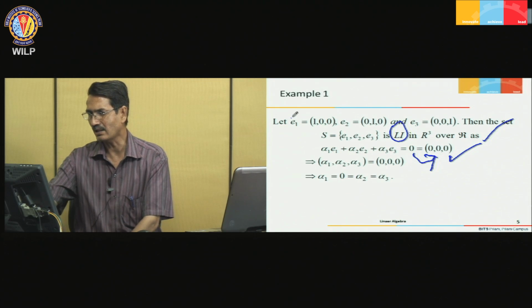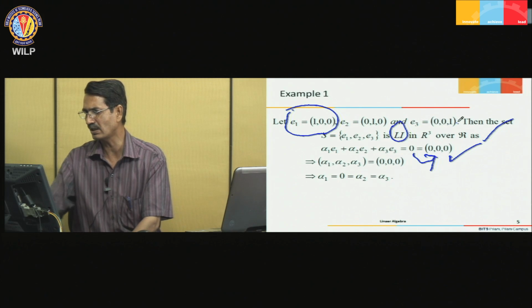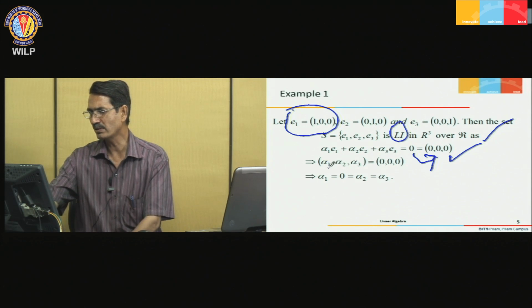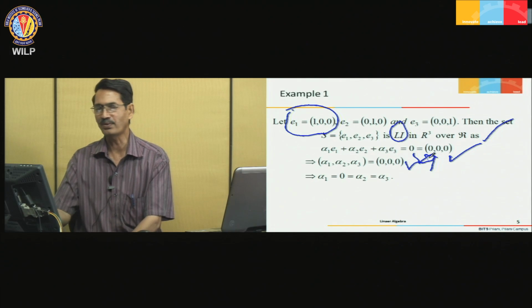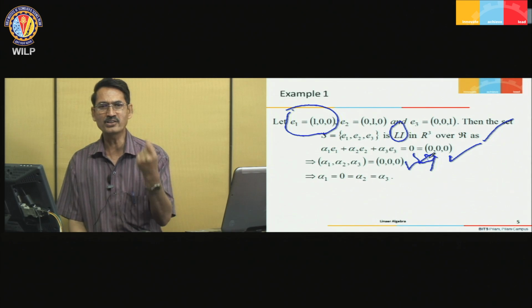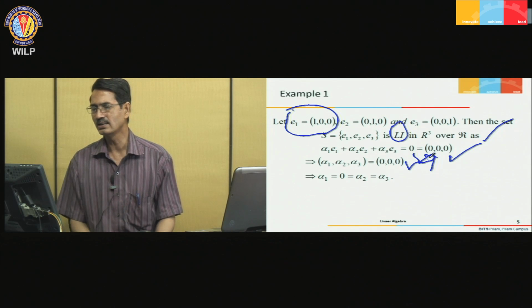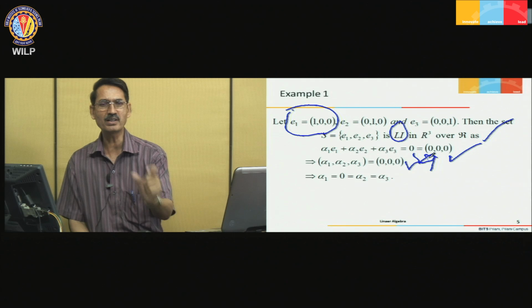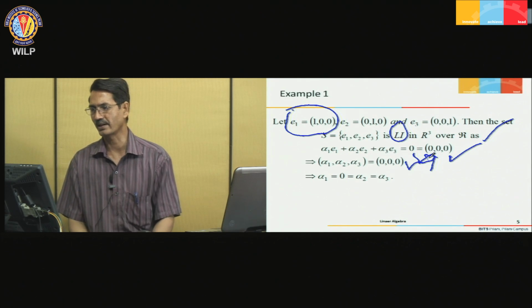See what is here: alpha 1 into E1, E1 is 1 0 0. So alpha 1 into E1 is alpha 1 0 0, alpha 2 E2 is 0 alpha 2 0, alpha 3 E3 is 0 0 alpha 3. You are going to get the sum alpha 1, alpha 2, alpha 3 is equal to 0 0 0. Therefore alpha 1 is 0, alpha 2 is 0, alpha 3 is 0. So you are getting only the zero solution, there is no other solution, and therefore this shows that this set consisting of these 3 elements E1, E2, E3 is linearly independent. The set S is linearly independent.